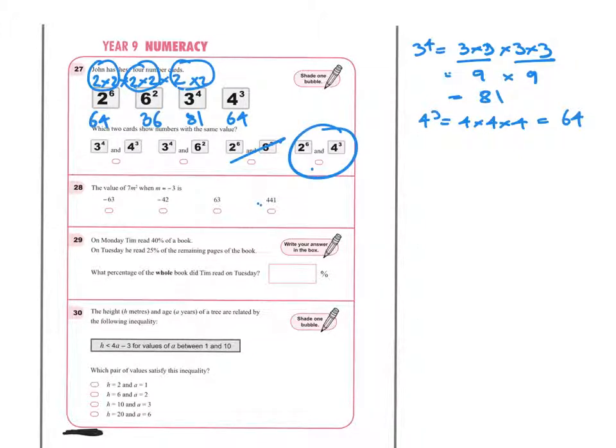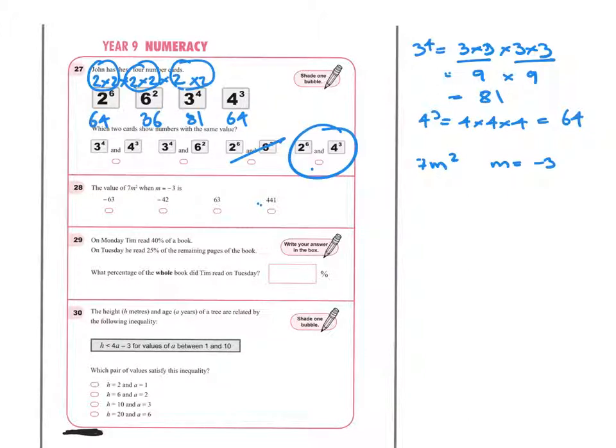Then the value of 7m to the power of 2. Why is this writing so weird? Okay, I'll try again. 7m to the power of 2, and m is equal to -3.